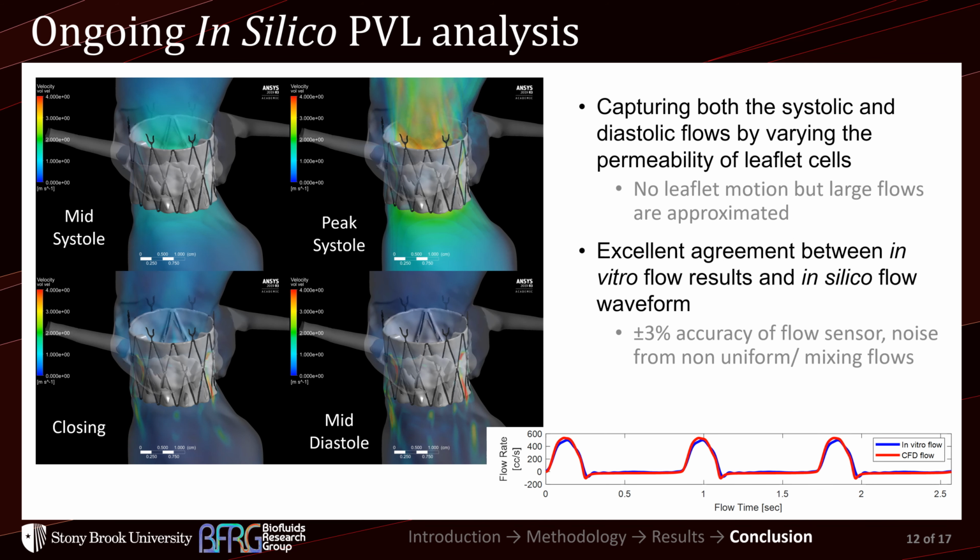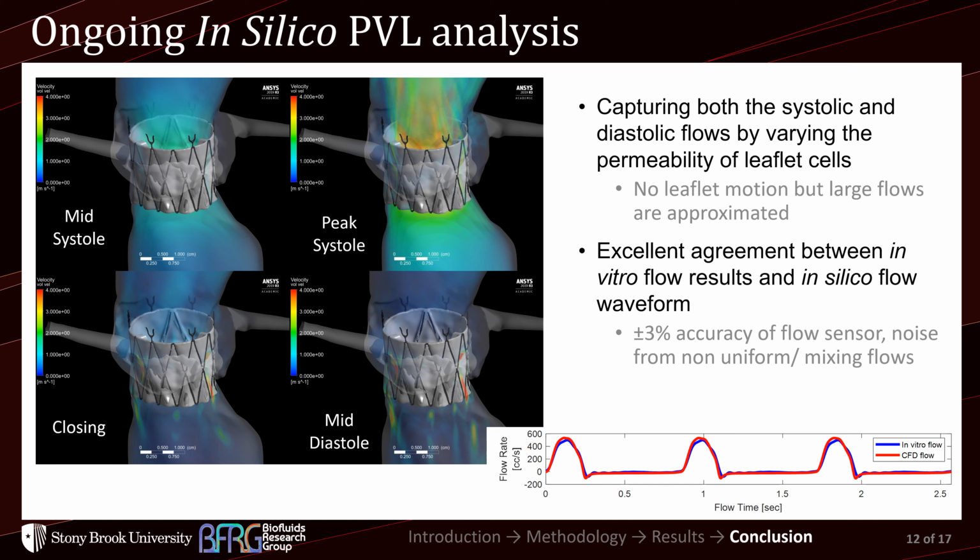So one of the novel things about this study is I basically varied the permeability of the leaflets, allowing me to capture both systolic and diastolic flows. During systole, the leaflets are open and permeable, allowing the gradient to force forward flow through the valve. And then during diastole and closing flow, it becomes gradually less and less permeable and thus is closed.